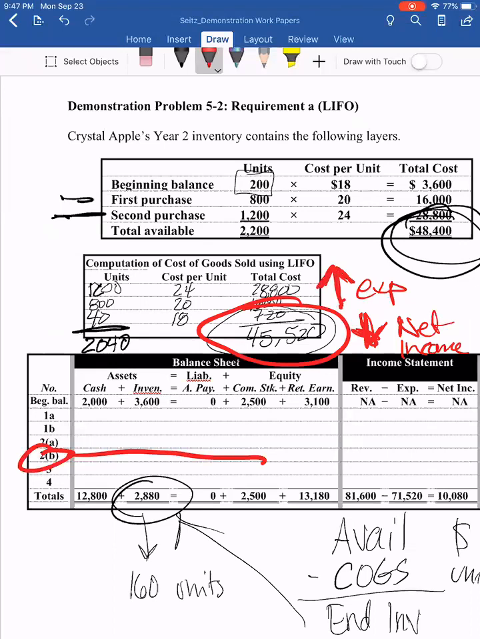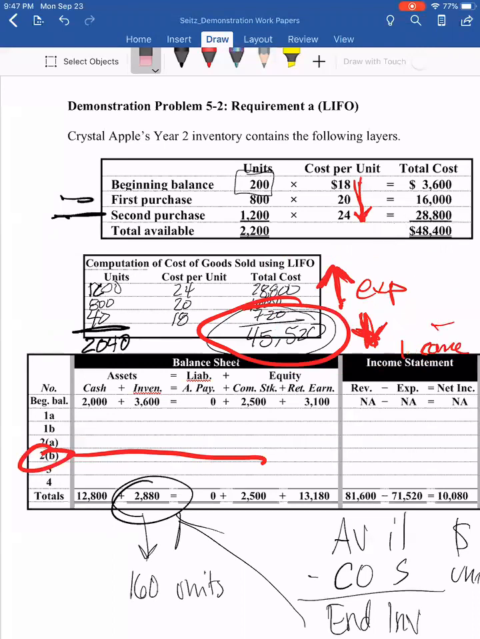Now, the reason why the last in, first out method has this effect on the income statement is because look what's happening to these prices. This is a period of inflation. So at the beginning balance, they were only worth $18, then 20, then 24. So we have a period of inflation here. If this was a period of deflation, then what I just showed you right here would actually be opposite. You would actually see a decrease, the LIFO method would actually be a lower amount. So pay attention to that.